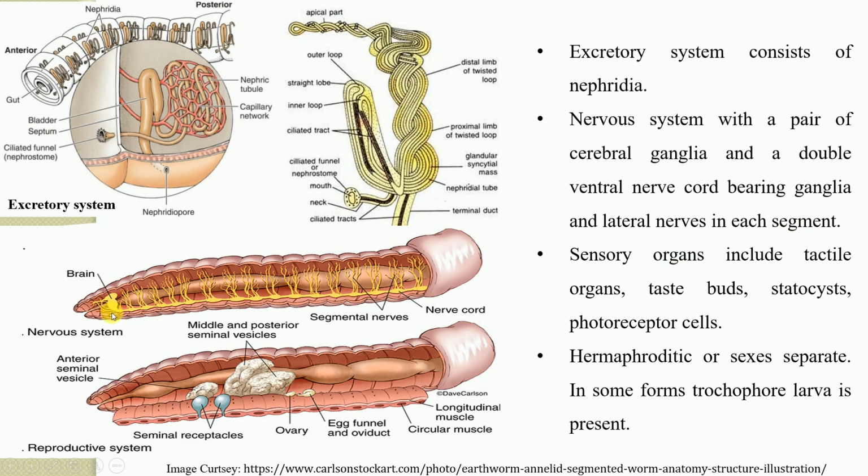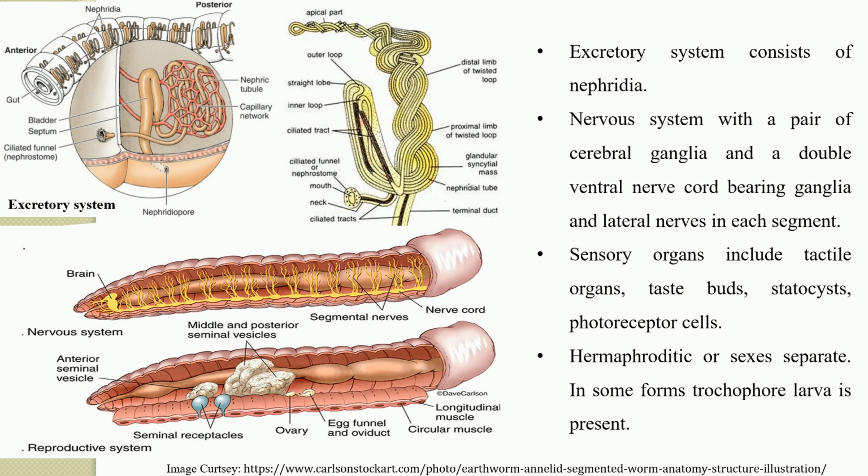So the nervous system is a ganglionated one. So this is a brain. The brain itself is made up of a pair of cerebral ganglia, and then in each segment you will find a pair of ganglia, and from that pair of ganglia there are nerves arising, which innervate the organs or the body wall of the respective segment only. So the nervous system is a ganglionated type.